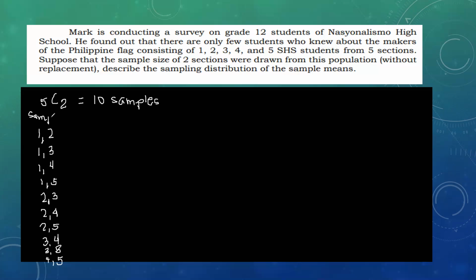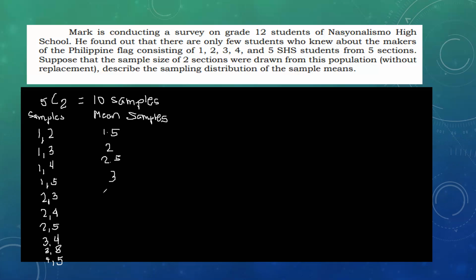There po. So from samples, we have to look for the mean of our sample. Ginawa natin ito last time. Mean of samples. So from mean of samples, we have to add lang, then divided by 2. So 1 plus 2 is 3, divided by 2 is 1.5. 1 plus 3, that will be 4. Divided by 2, that will be 2. 1 plus 4, that's 5. That's 2.5. 1 plus 5 is 6. Divided by 2 is 3.